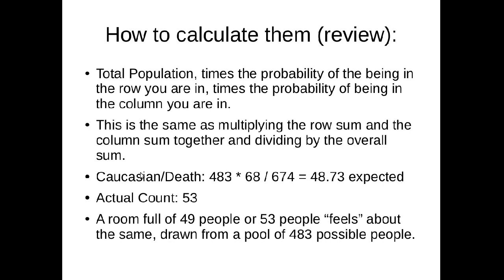So in this case, Caucasians, death penalty: the total of 48 Caucasians, total of 68 death penalty, divided by the total of all the data set gives you an expected value of 48.73. The actual count was 53. 53 kind of feels like 49 or 48. It seems about the same.